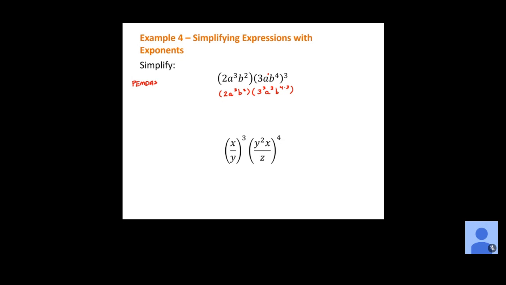And I'm going to go ahead and simplify everything we have there before we try to multiply this out. So again, I'm going to keep 2a to the third b squared. 3 to the third is 27. We have our a to the third, and then we multiply 4 times 3. That's going to give us b to the 12th.